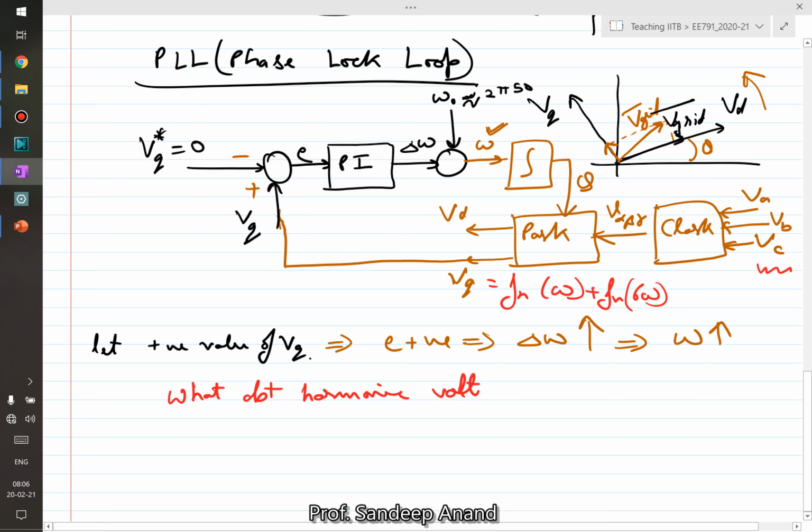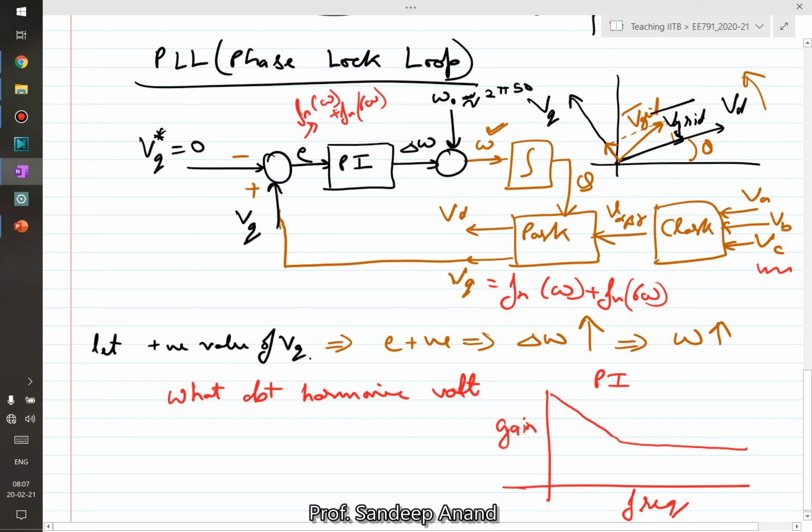Now the question is, when you find the error, the error will also be a function of the omega term and a function of the 6 omega term. But PI, if you see the gain plot of PI with frequency, it looks something like this. Sorry, yeah. So VQ will be a function of a DC quantity plus 6 omega, and similarly the error is also a function of a DC quantity plus 6 omega.